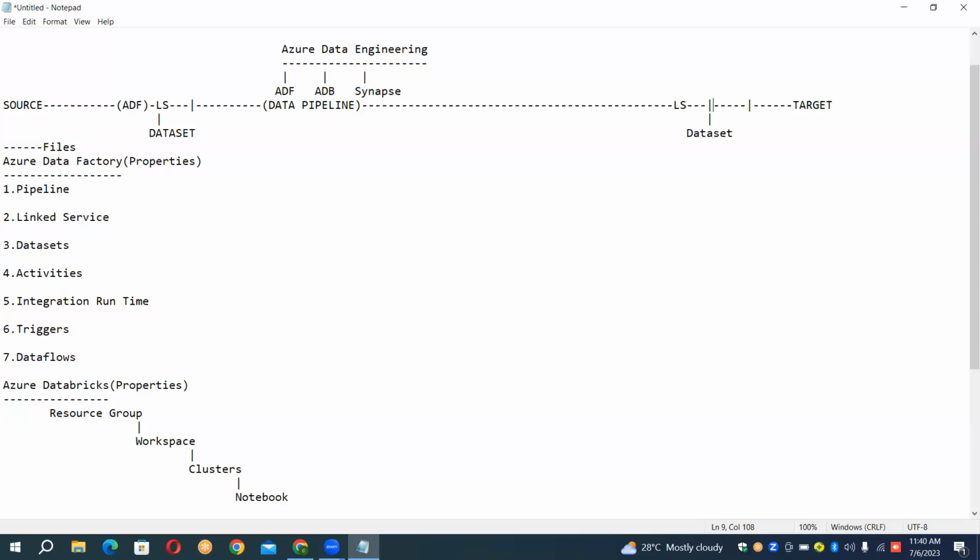Yeah, everyone is clear with this or not? Please tell me. If not clear, I'll give you some example. Please tell me. Sir, Avinash here. Tell me. So, is this data set a logical concept or a physical one? It's a logical concept.